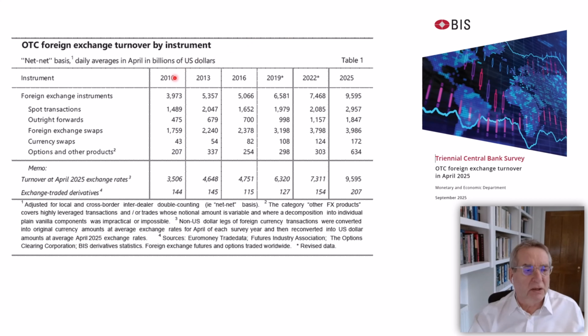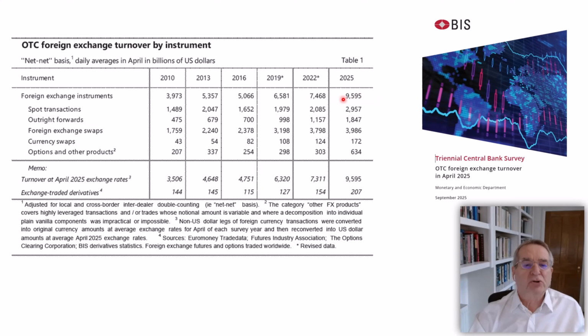So I'm going to look back at each of the surveys done in 22, 2019, all the way back to 2010, and we can actually get a sense of the size of the market. As of April 25, the size of the market on a daily average basis is about $9.6 trillion, a rather staggering amount. This had grown from about $7.5 trillion in 22, and if we go back here to 2010, we can see that the market's turnover back then was around $4 trillion. So we've seen a steady increase over each of the 3-year periods when this survey is conducted.